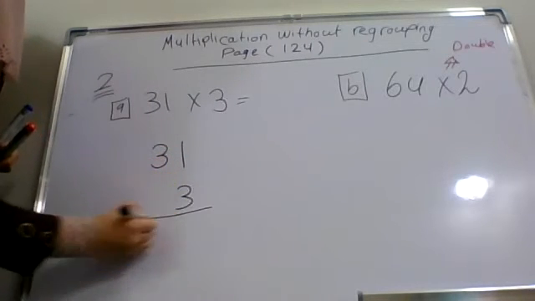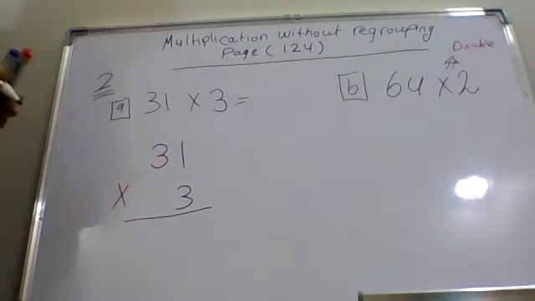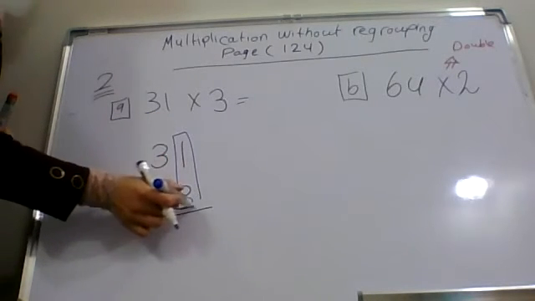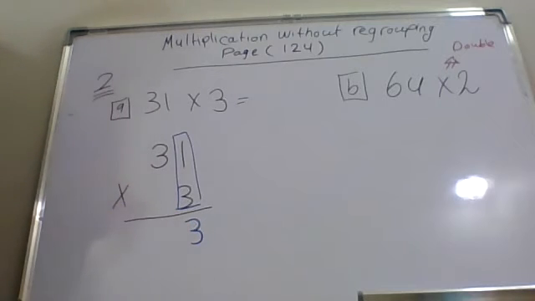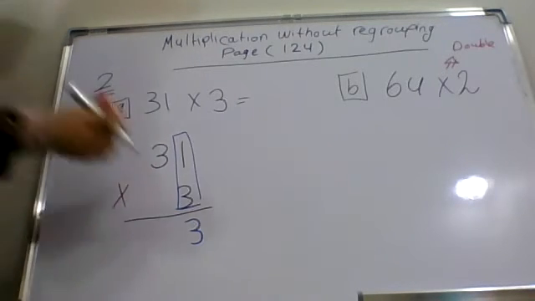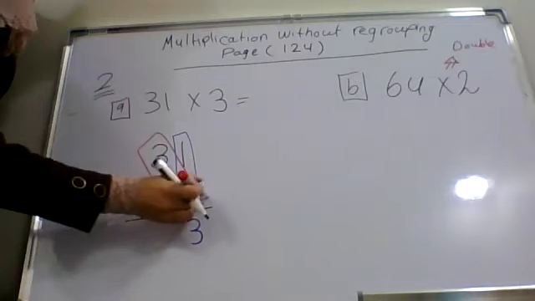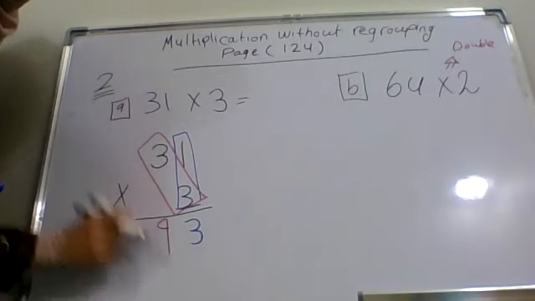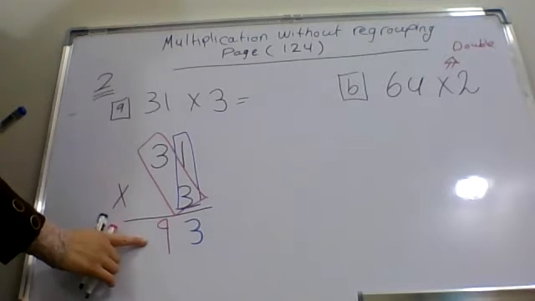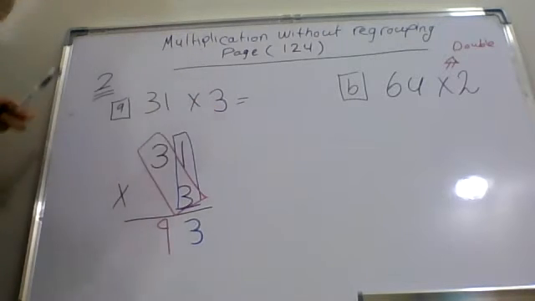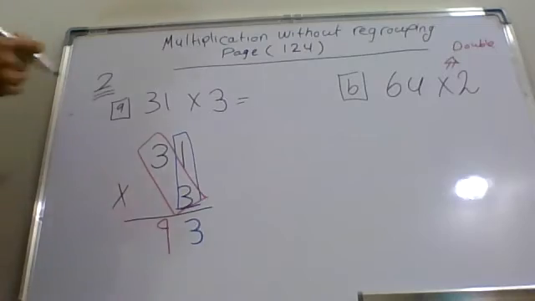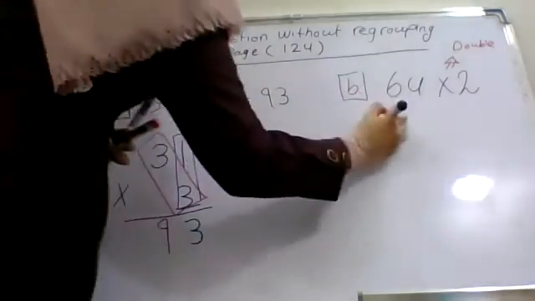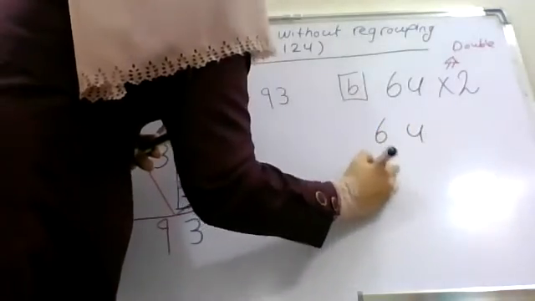31 times 3. Again, starting from the ones place. 3 times 1 equals 3. We multiply the tens place. 3 times 3 equals 9. Excellent. I write it on the tens place, under the tens place. Can you see here? So this is the product of 31 times 3. So the answer is 93. This is the product.